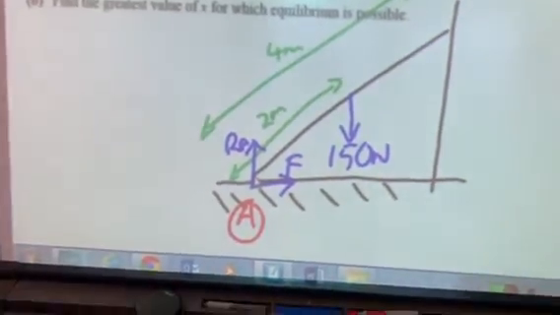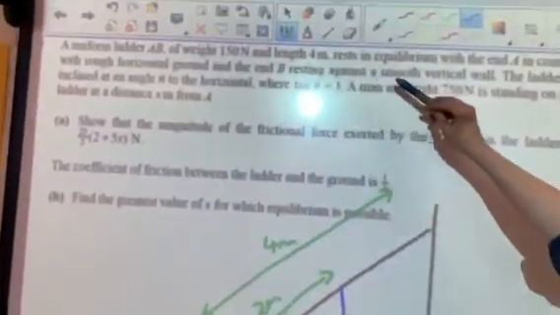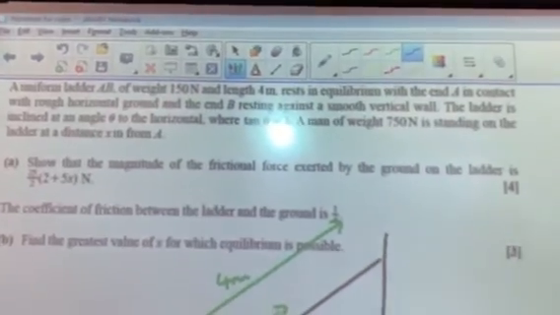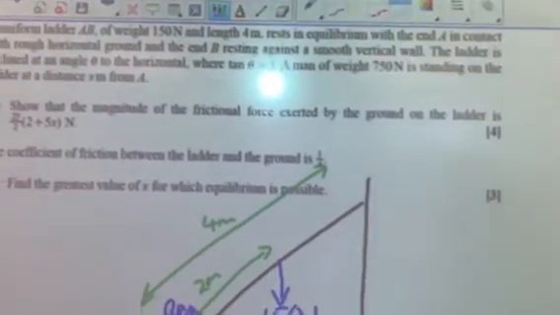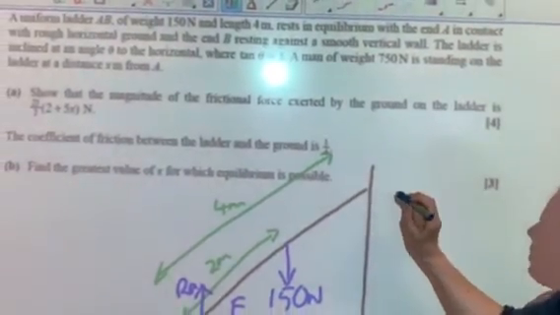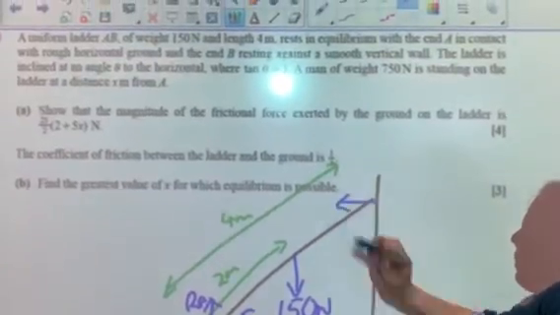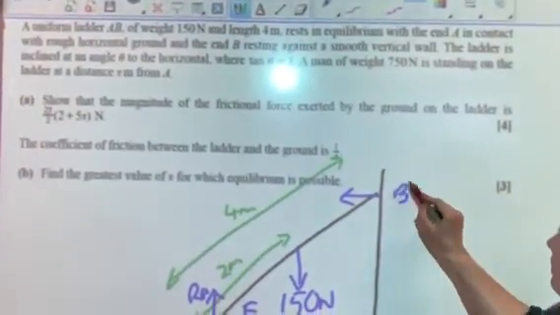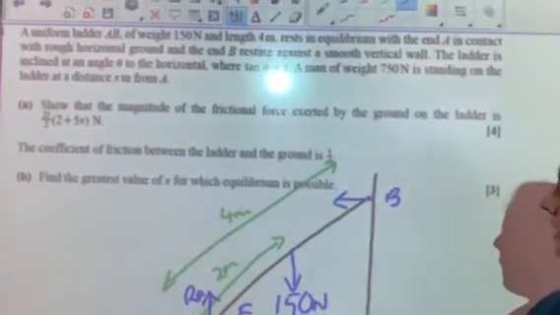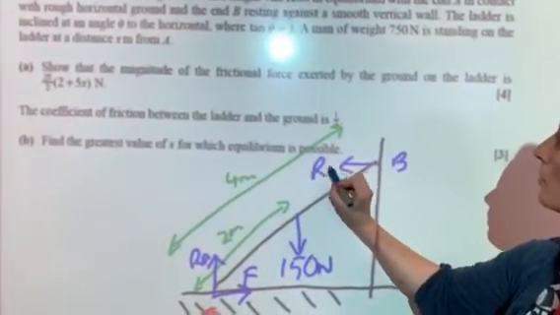Okay, and the end B is resting against a smooth, thank goodness for that, we don't need friction here, vertical wall. So we just need the contact force. We're going to call this point B. So then that one, I'll call this one RB.